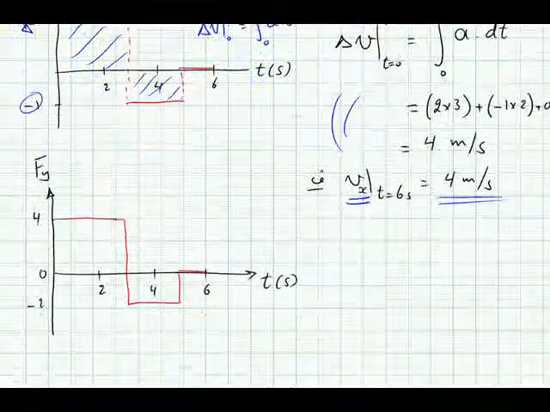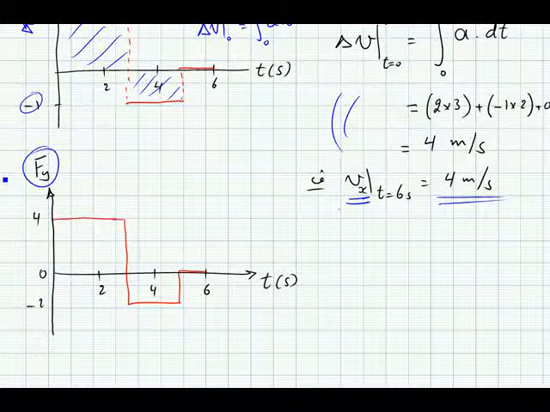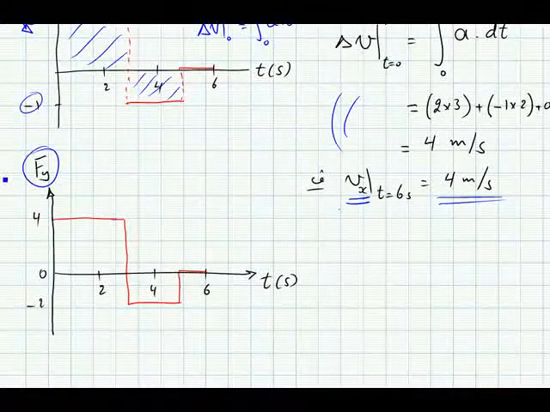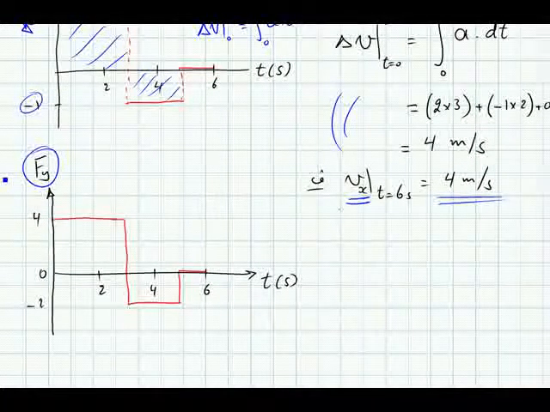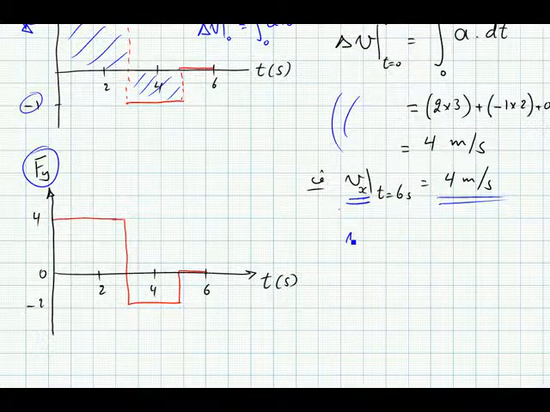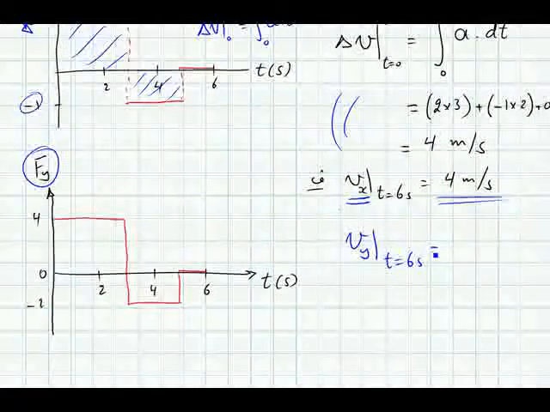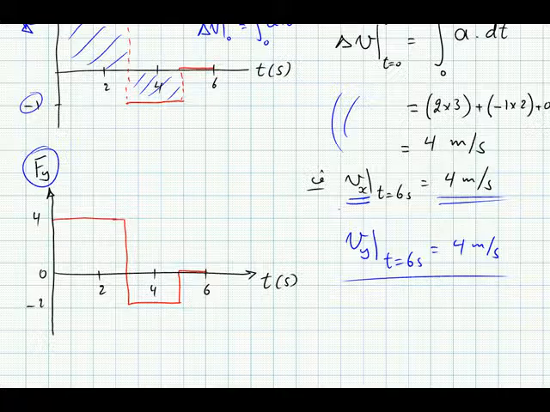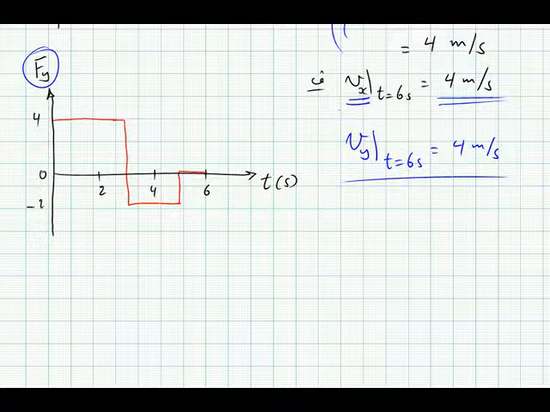But the problem stated that there's also another force, Fy, which is identical in shape and magnitude, but acts along the y-axis on the object. Then, of course, following the same analysis, you would have ended up with vy at t equals 6 seconds equal to 4 meters per second. Alright, so now the problem asks you what is the final velocity of the object.